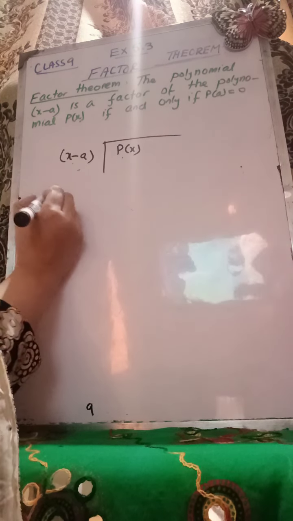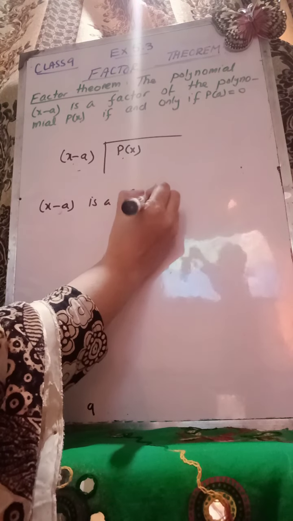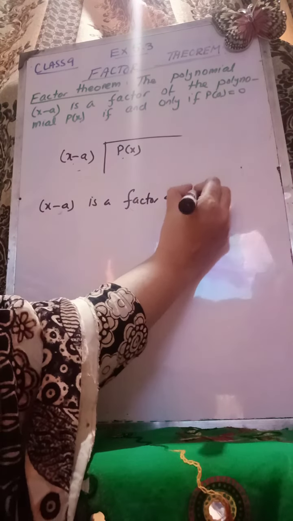It is the same as the remainder theorem. We have derived it from that. Factor theorem is that the polynomial x minus a is a factor of the polynomial p of x if and only if p of a is equal to 0. So over here we are talking about the division of a polynomial p of x by a divisor x minus a. Then they are saying that x minus a is a factor of p of x.